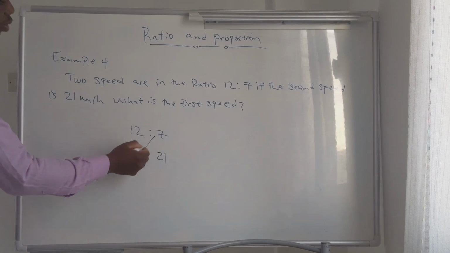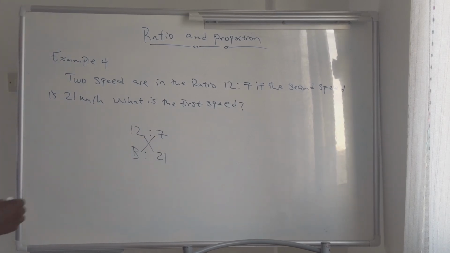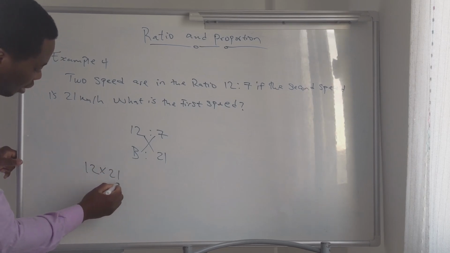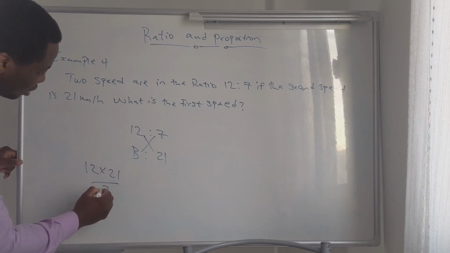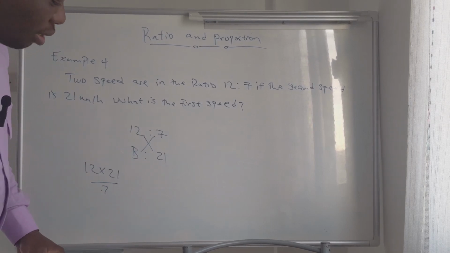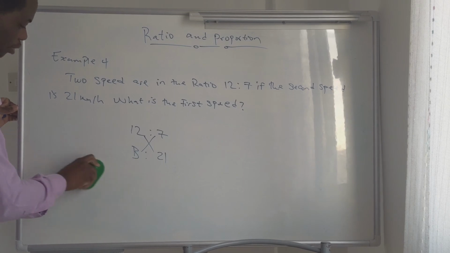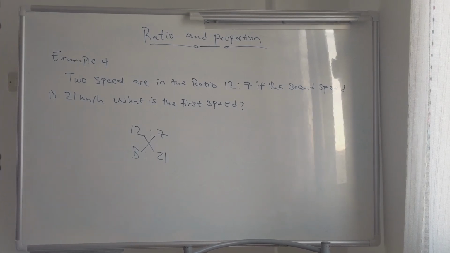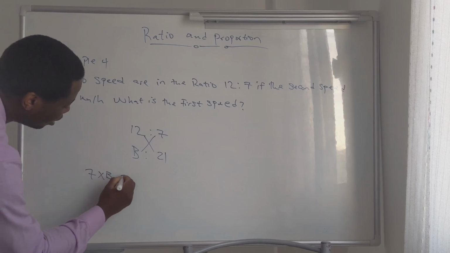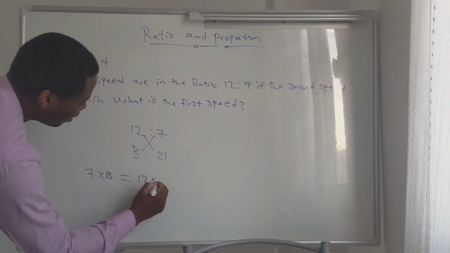Then the second speed is given to us as 21. So what we just need to do is cross multiply. So that is 12 times 21 divided by 7. Okay, it's still the same thing. Let me do it properly so that we're able to understand. You can say 7 multiplied by B is equals to 12 multiplied by 21.